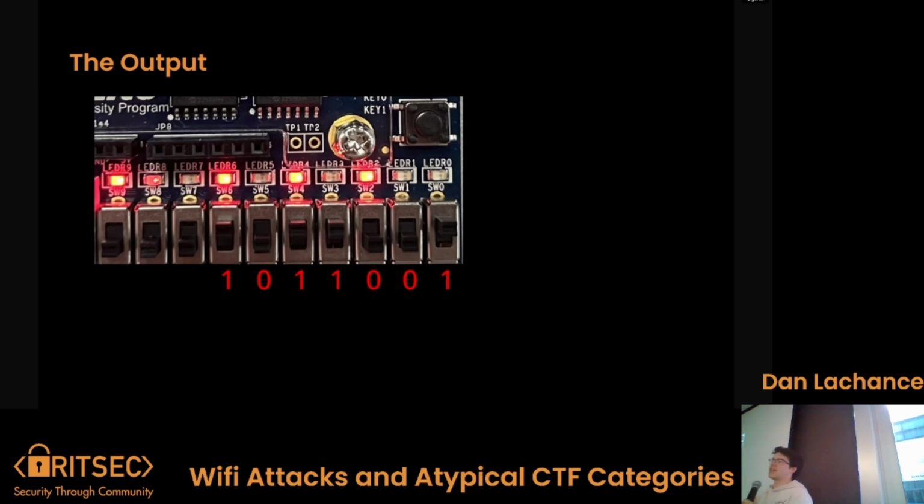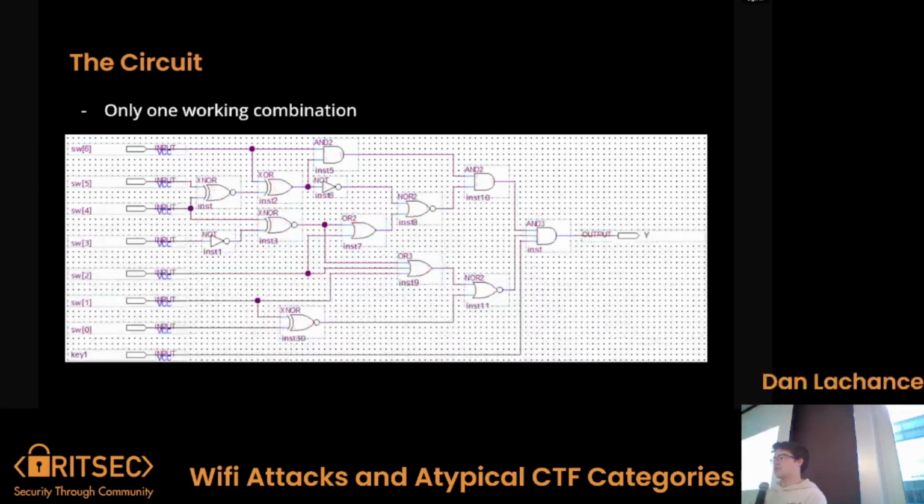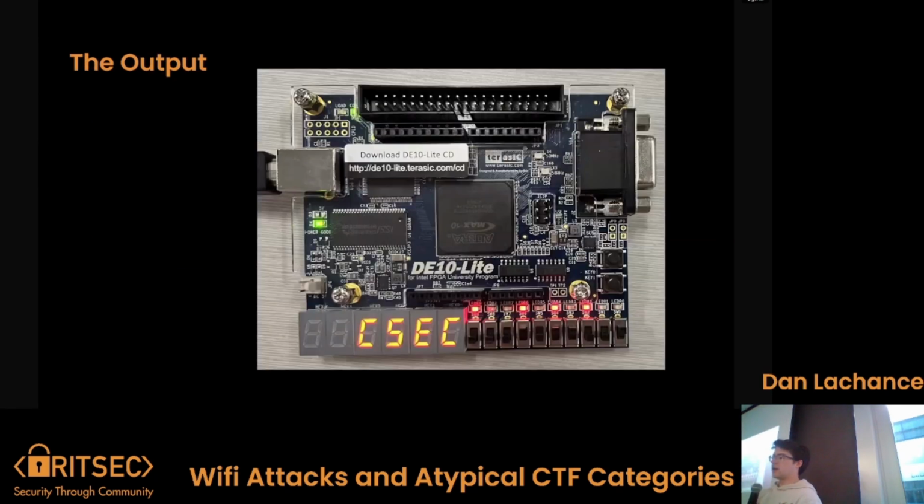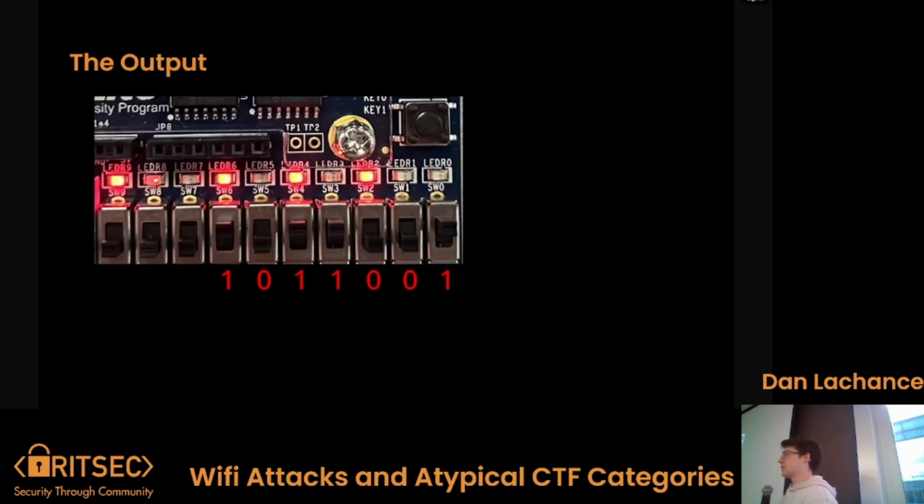The reason that I added the key, as you can see in the circuit, is that it goes straight to the end, so they know it has to be 1. I made that a 1 because I wanted them to hold that down, and as it was printing out the flag, they could stop it whenever they wanted. So that's the input sequence.